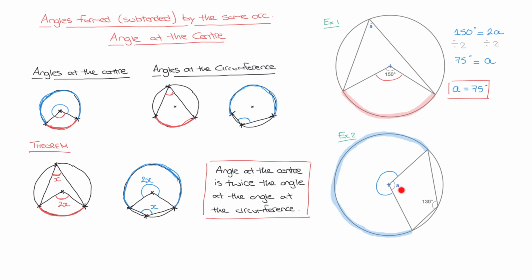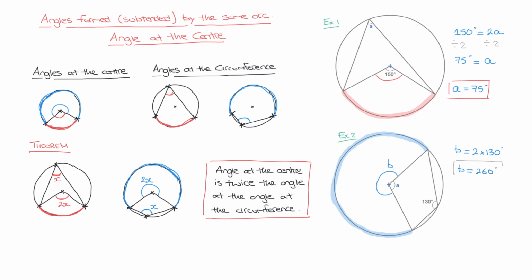And since this angle is called A, I'll go ahead and call that angle B. And so this angle B at the center and this 130-degree angle at the circumference are both formed by the same arc. And so we can use this rule and state that B, the angle at the center, is 2 times bigger than the angle at the circumference. In other words, we can go ahead and write B equals 2 times 130 degrees. And so B is equal to 260 degrees.